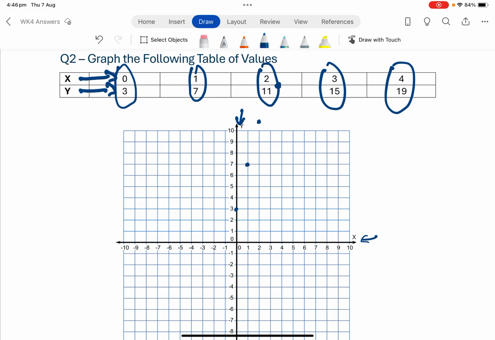So using a ruler on the iPad, a little bit dodgy. Okay, but we'll do what we can. Nope, doesn't want to play ball.